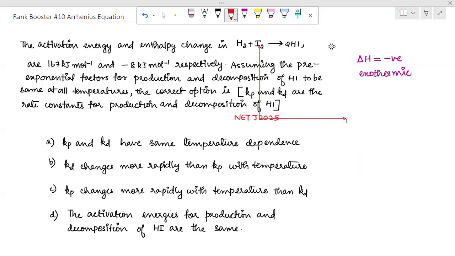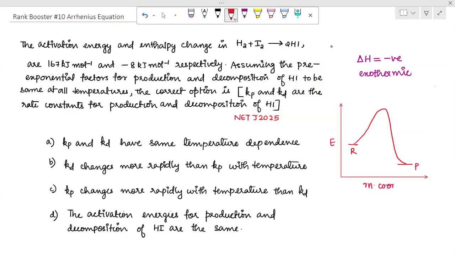If the process is exothermic, we can understand that these are the positions of the reactants. Let's say it forms a transition state and then it forms the product. Correct. So the energy of the products would be lower than the energy of the reactants. Why? Because it is exothermic. Now, if you look at the forward reaction where the reactants are becoming the products, you can understand that this is your activation energy.